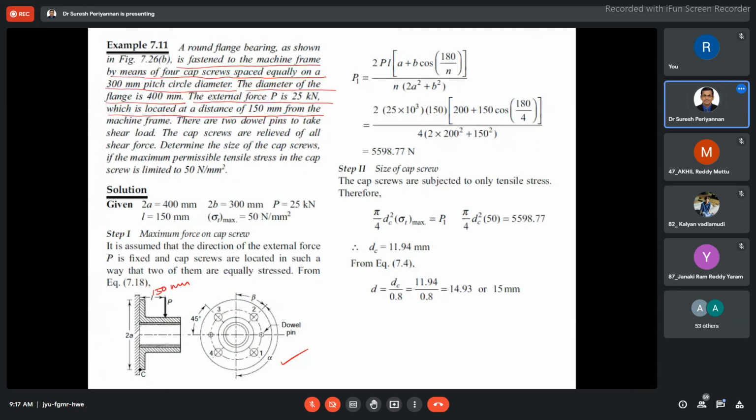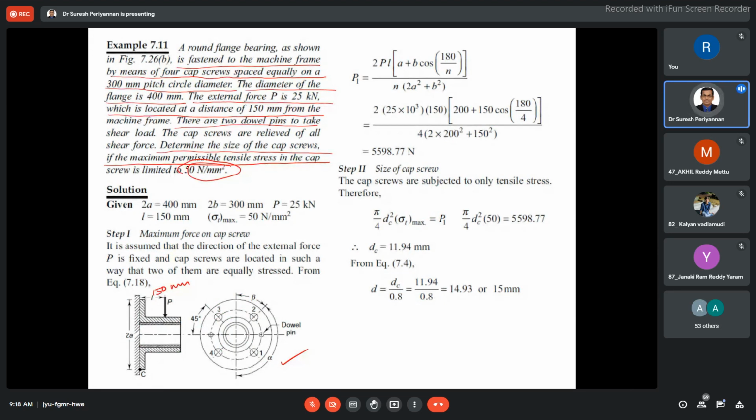Now on the machine frame, 2 dowel pins are used to take the shear load, so the cap screws are relieved of all shear force. Determine the size of the cap screws if the maximum permissible tensile stress of the cap screw, sigma maximum, is 50 Newton per mm square.